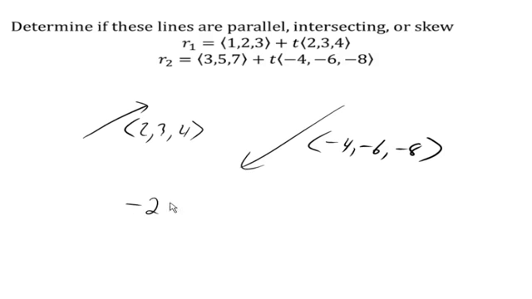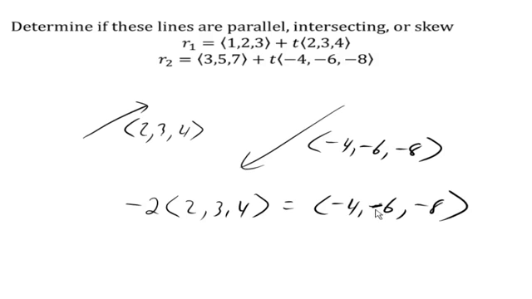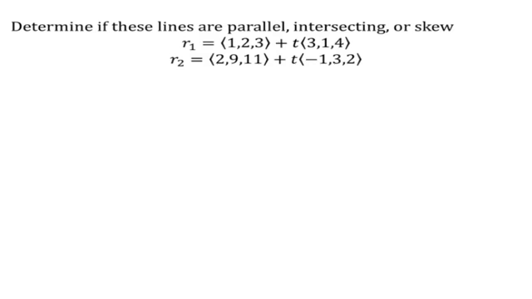So -2 times the vector 2, 3, 4 is -4, -6, -8, which tells us that these two direction vectors are parallel. And if the direction vectors are parallel, then so are the lines. So these two lines are parallel. Now let's look at some other ones. So now we have two new lines.